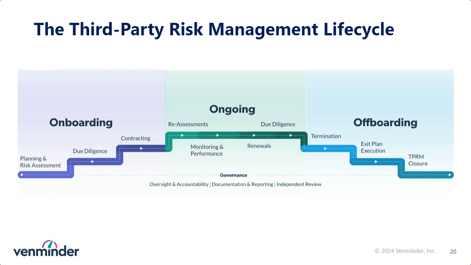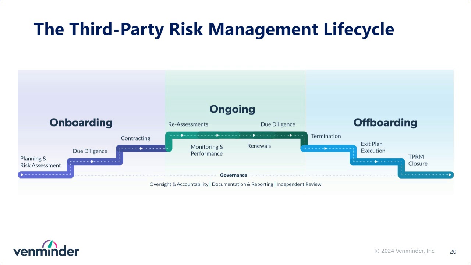So here we have the third-party risk management lifecycle, and while most of you are probably familiar with this or some version of this, I really want to emphasize how useful it can be when you're writing your policy. Now, when we look at the lifecycle, we can see that it's broken up into three primary stages. We have that onboarding stage, we have ongoing, and we have offboarding. And within each stage, there are specific activities that follow a specific order.